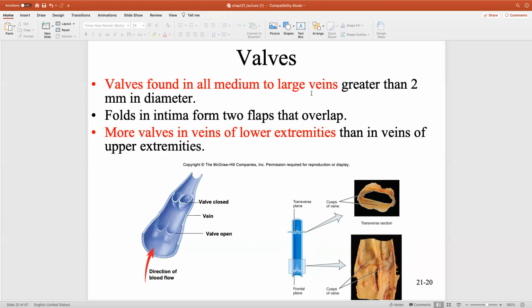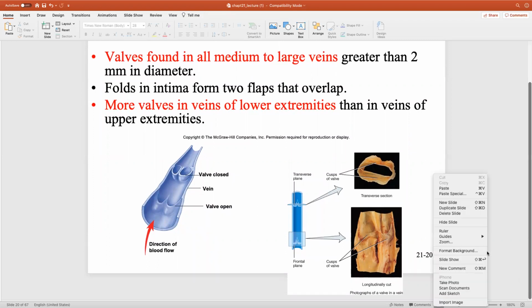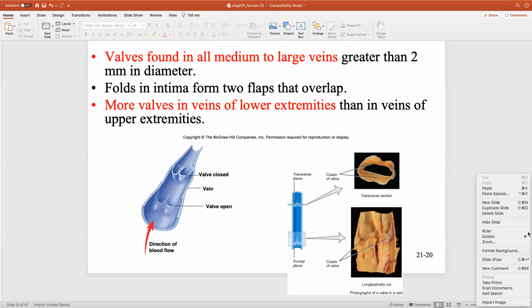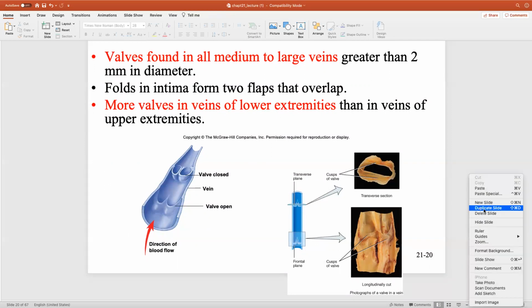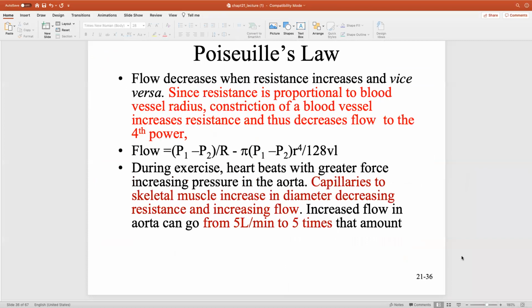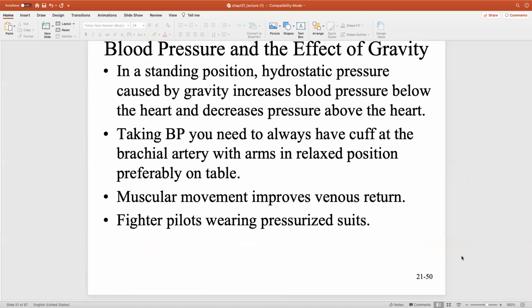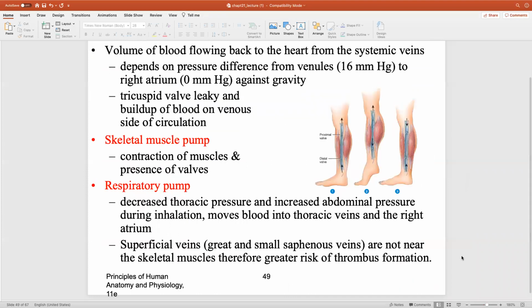One of the ways we help is by having valves. So take a look at these valves. Keep in mind, valves always work to prevent backflow. I'm going to move this ahead a little bit, and discuss right now not just the valves, but valves along with the skeletal muscle pumps right here. So take a look at it in slide 49.